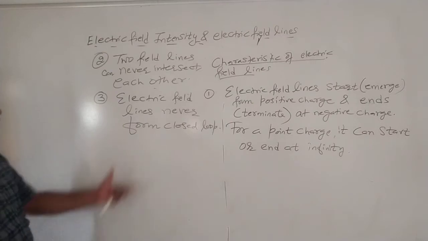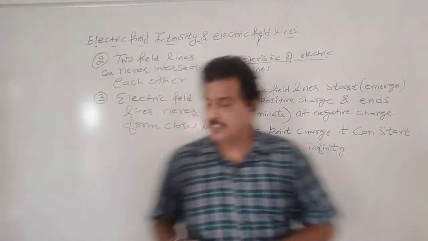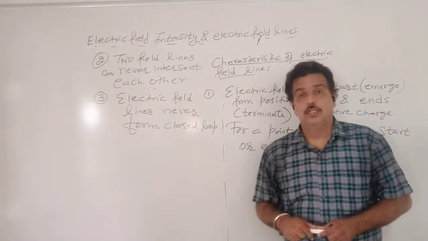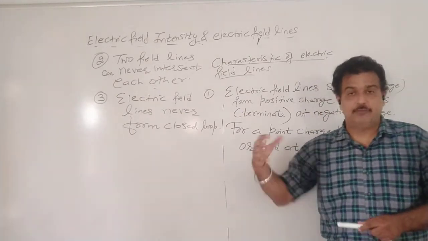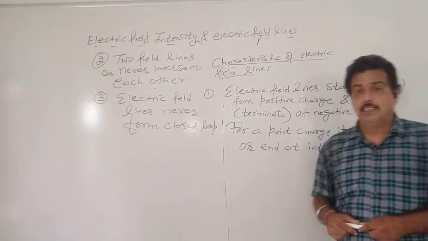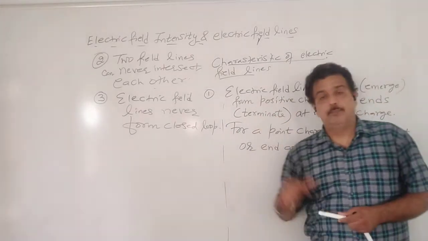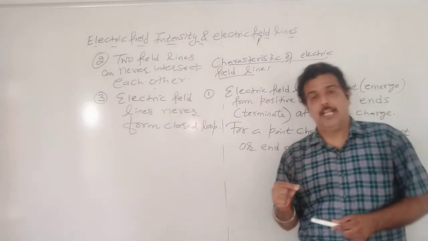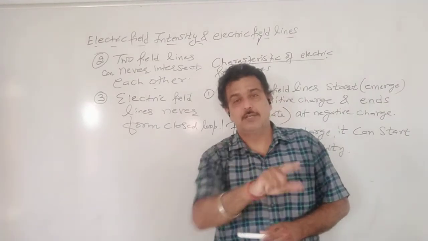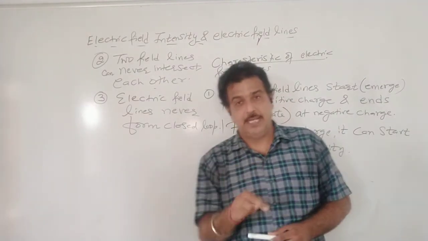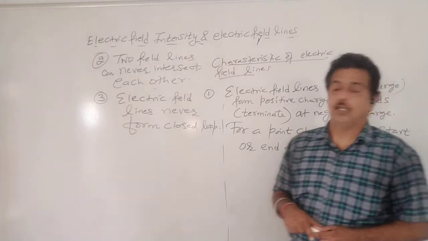So they never form a closed loop. Now we will discuss this characteristic also when we do the magnetic field lines. For a magnet we have magnetic field lines, and as I said earlier, in magnets the magnetic field lines emerge or start from the north pole, and they do not terminate at the south. Inside the magnet, the magnetic field lines go south to north.